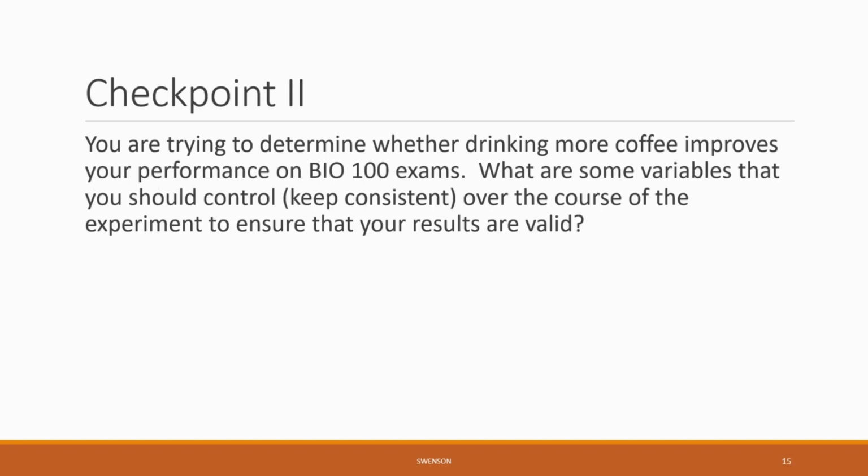Checkpoint two is: you are trying to determine whether drinking more coffee improves your performance on Bio 100 exams. What are some variables that you should control? In other words, keep consistent over the varying experiments in order to ensure that your results are valid.